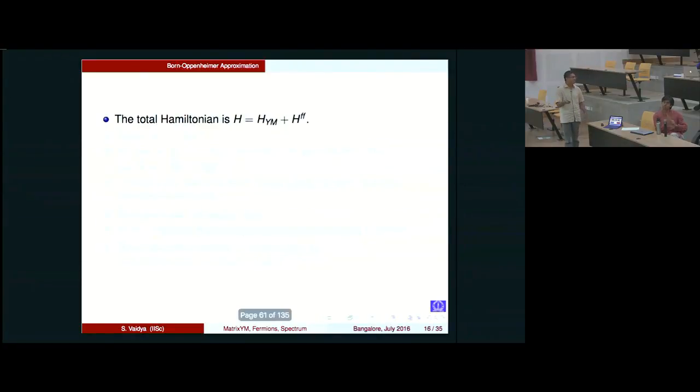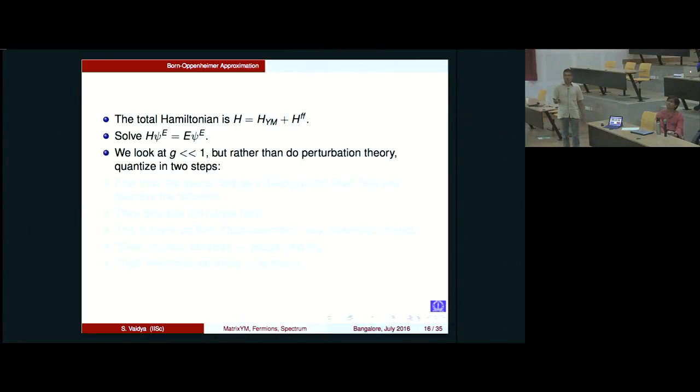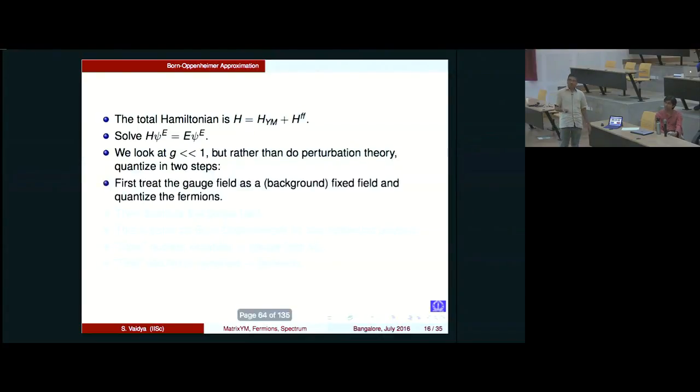Yang-Mills Hamiltonian is the one that I wrote earlier. If this is a quantum mechanical problem, this is what I want to solve, H psi equals E psi, and of course demanding that the state be colorless. So I'm going to look at small g, but rather than do perturbation theory, I'm going to quantize in two steps. I'm going to first treat the gauge field as a fixed background field and quantize the fermion in this background, and then quantize the gauge field.